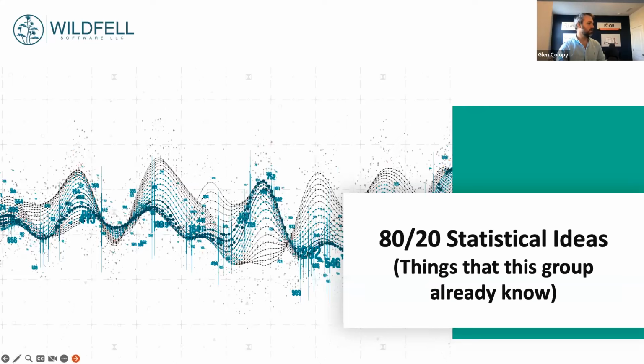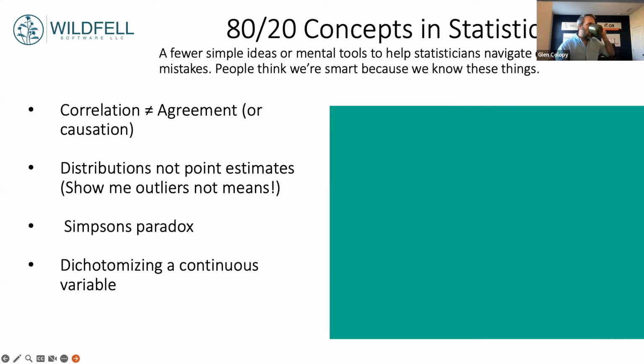All right, so some 80-20 statistical ideas, which are things that this group pretty much already knows. We have a few here. They're pretty common. Correlation does not equal agreement. I know a lot of people like to say correlation does not equal causation, which is also true, but I like this one, correlation does not equal agreement, because that one tends to catch statisticians or people working in data science more. We like distributions, not point estimates. Simpson's paradox, I think, is a nice 80-20 concept. It's a simple concept that gets you way farther ahead than someone who's not aware of it. And then dichotomized and continuous variables.